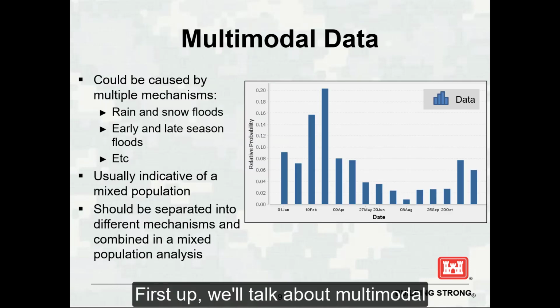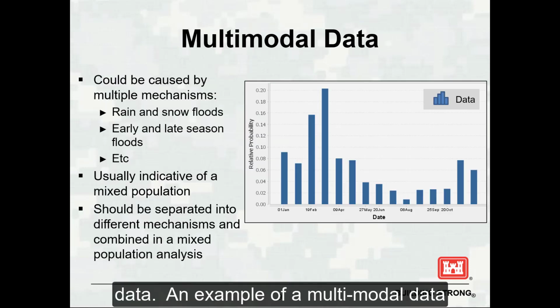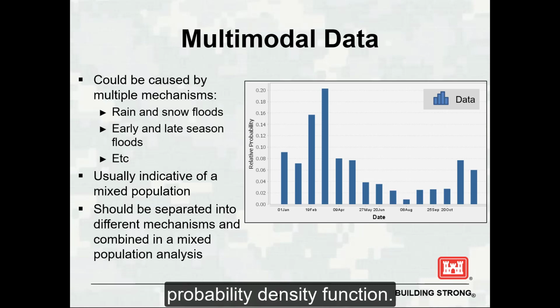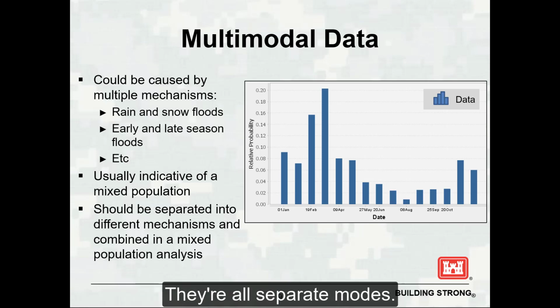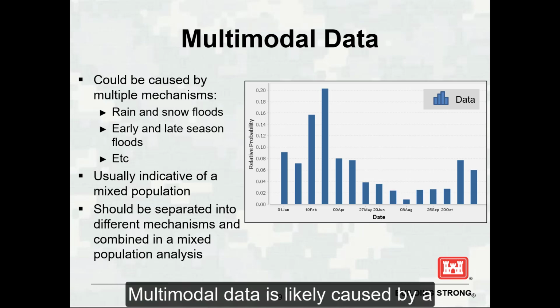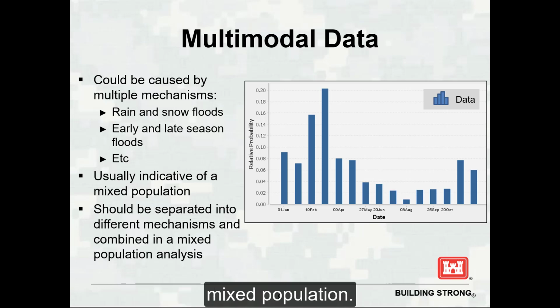First up, we'll talk about multimodal data. An example of a multimodal data set is shown on the right as a probability density function. Notice the multiple peaks in this plot? They're all separate modes. Multimodal data is likely caused by a mixed population.